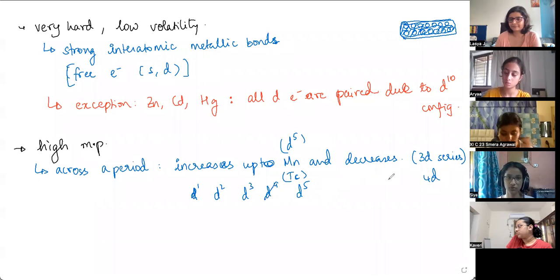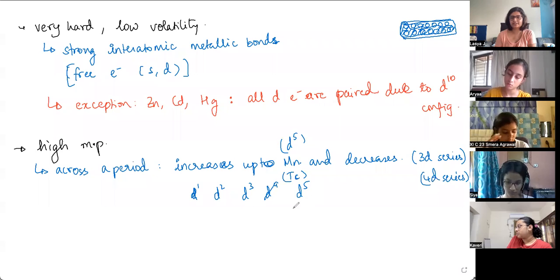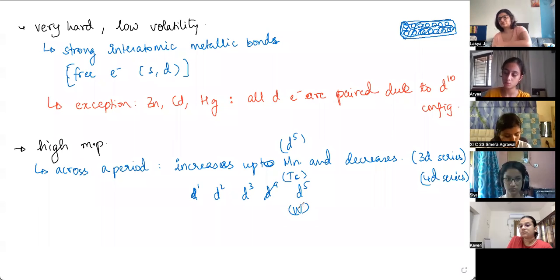So do we have to remember that? Yeah. If they're asking about trends as a general thing, it increases up to d5 configuration and then decreases. In 3d, d5 is manganese and in 4d, d5 is technetium. And the next one, the highest in the 5d series is tungsten. W is the highest one. After tungsten, it starts falling.